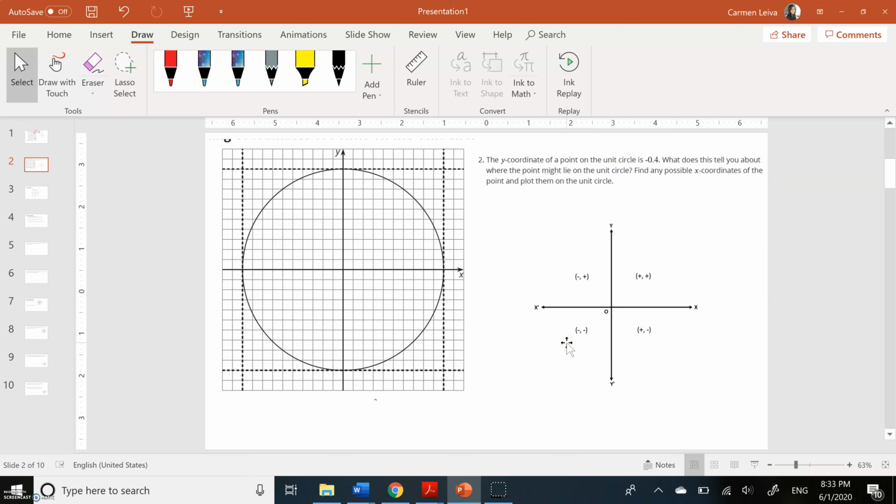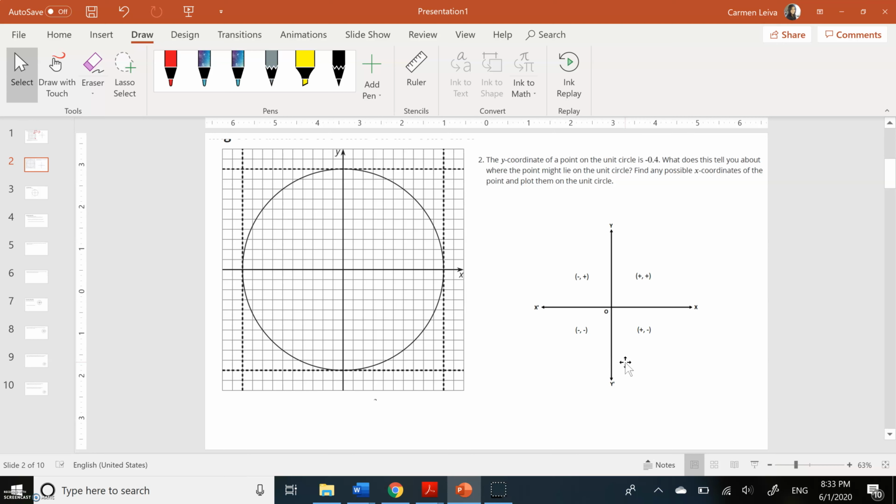Did I say the x? I'm sorry. The y-coordinate is negative in quadrant 3 and quadrant 4. So, sorry if I confused you. I confuse myself too. So quadrant 3 and quadrant 4 is where y is negative.